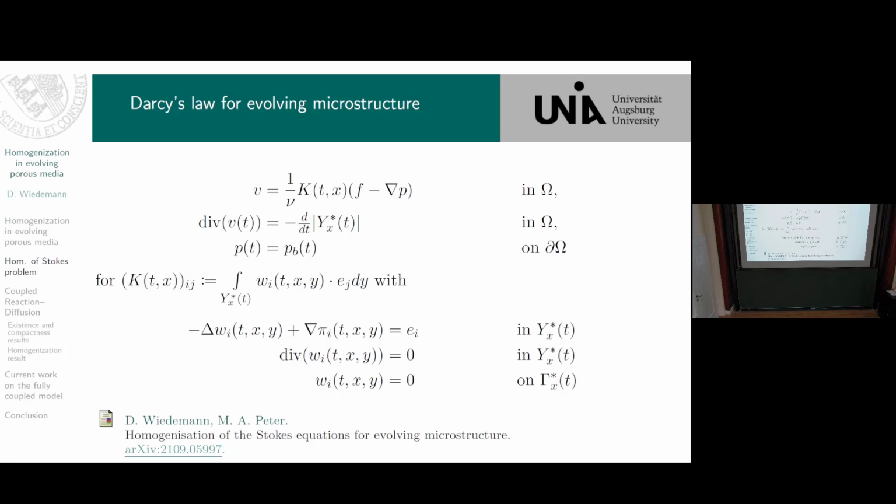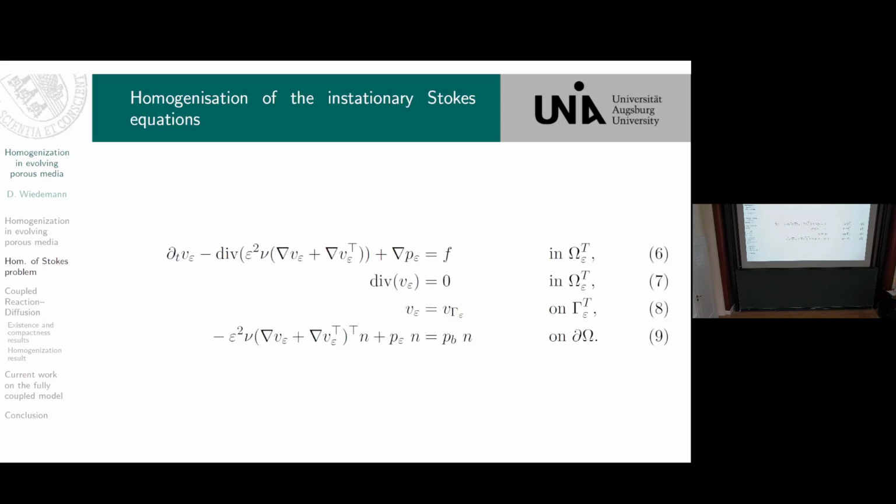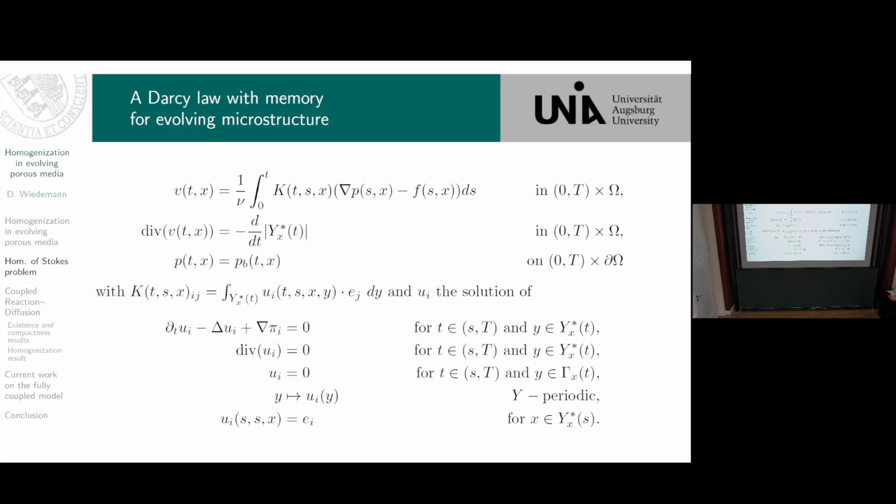So this is the result for the homogenization of the Stokes problem. And here it's somehow the linear theory, because the transformation had all been given a priori. Before we come to the next part, we will also consider the stationary Stokes flow and get some Darcy's law with memory for evolving microstructure.